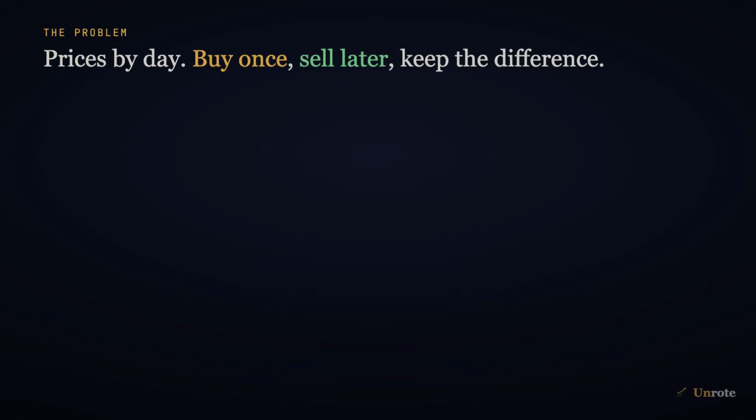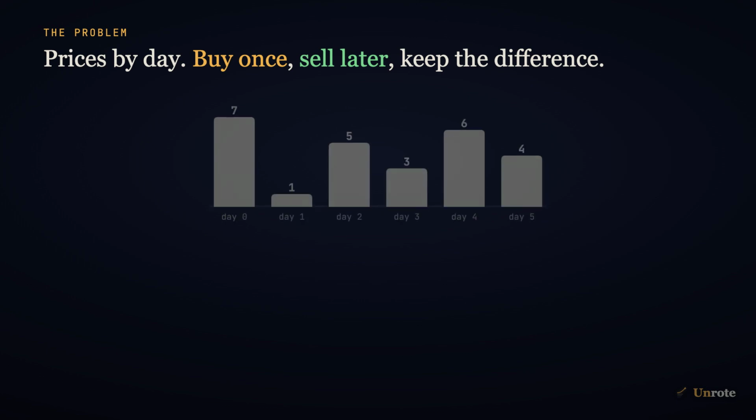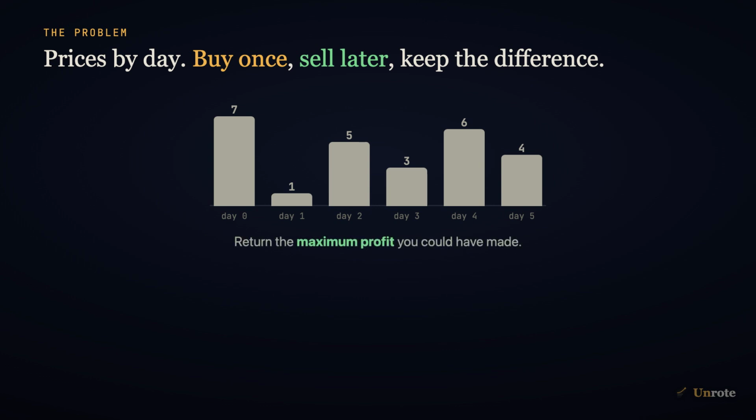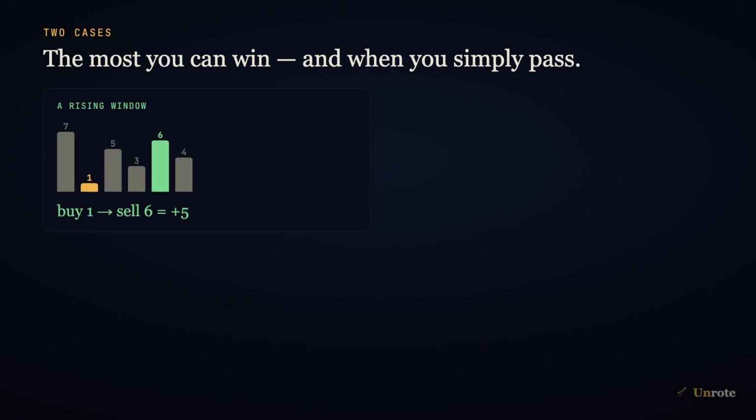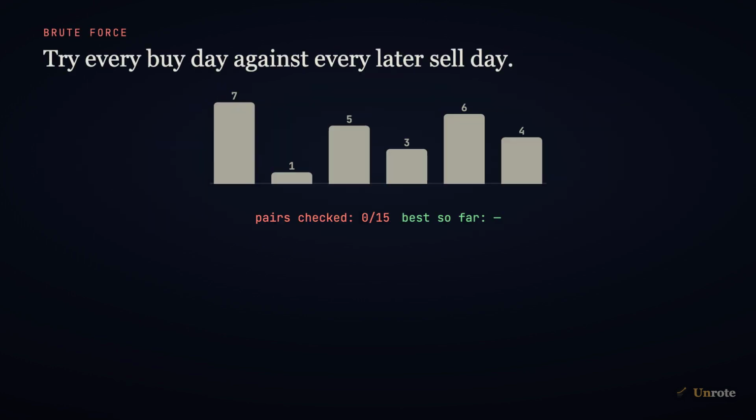The rules are simple. You get the price of a stock on each day. Buy on one day, sell on a strictly later day, and you keep the difference. Return the maximum profit you could have made. Here, buying at 1 and selling later at 6 earns 5. But if prices only ever fall, every sale loses money, so you just don't buy, and the answer is 0, never negative.